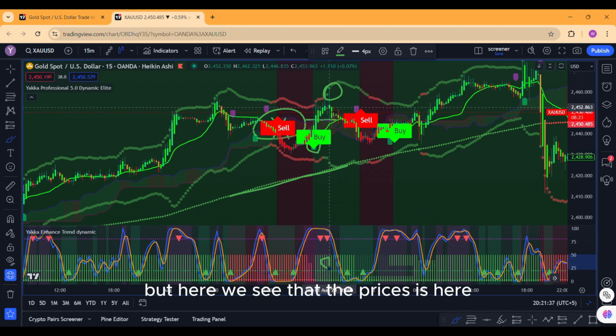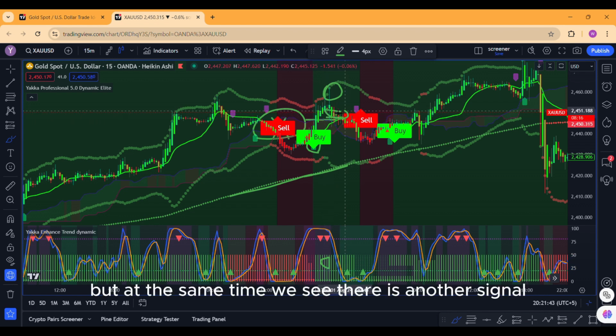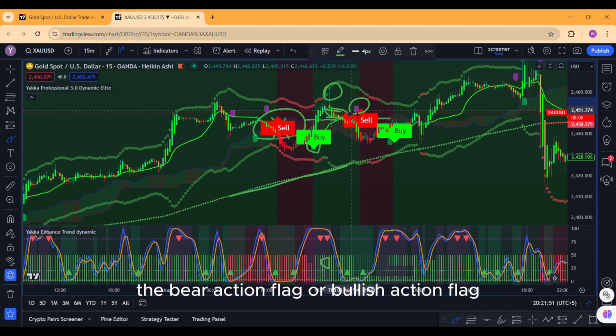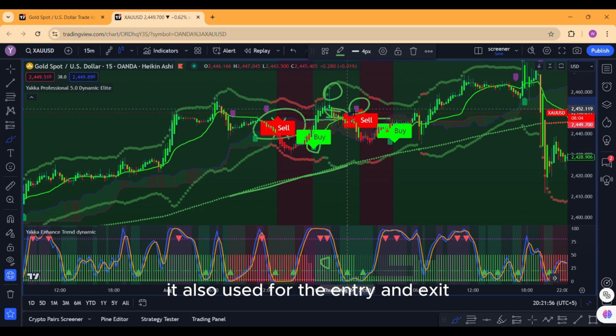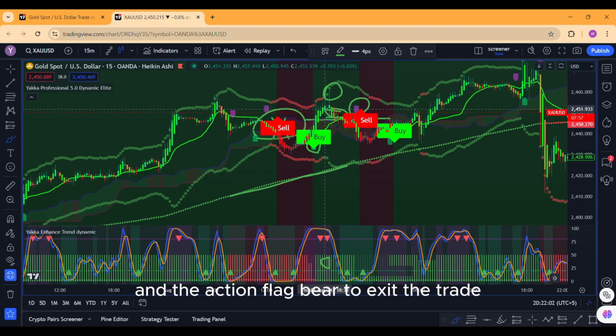Here we see the price would take the entry. But at the same time we see another signal, another action flag. The action flag is the bear action flag. The bear action flag or bullish action flag is also used for the entry and exit. Here we take the trade and the action to exit the trade.